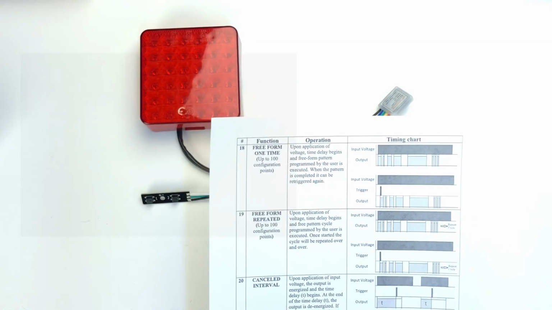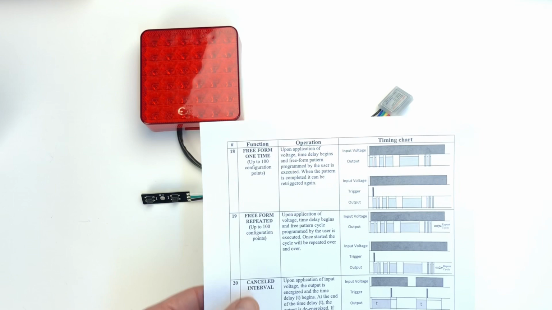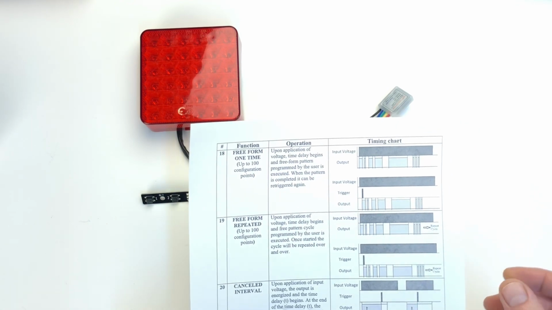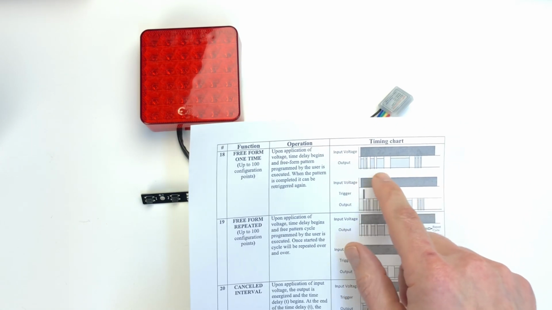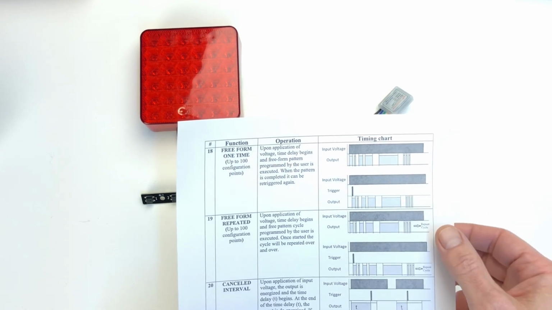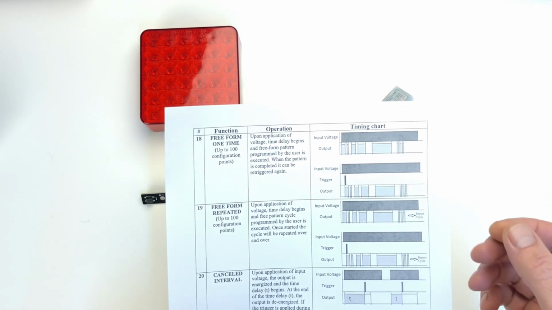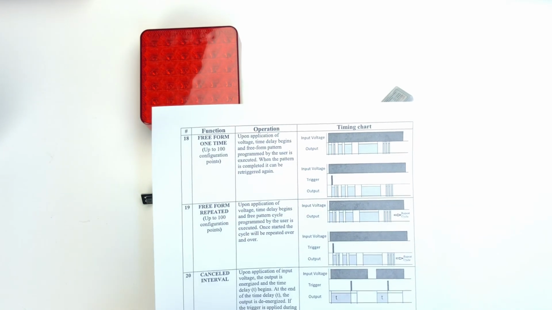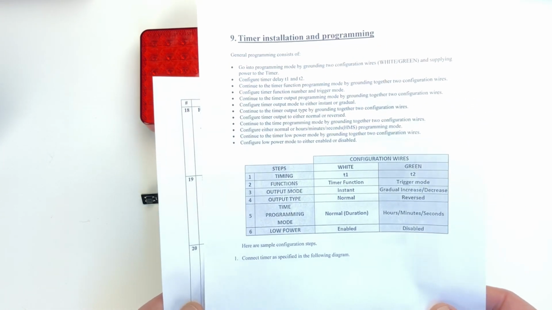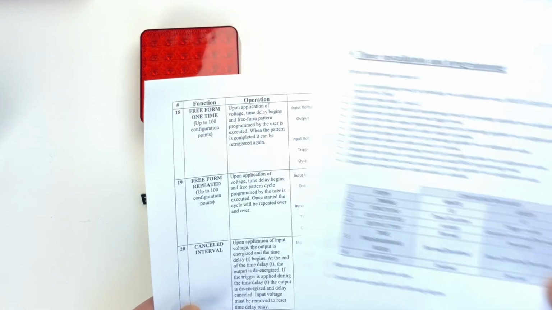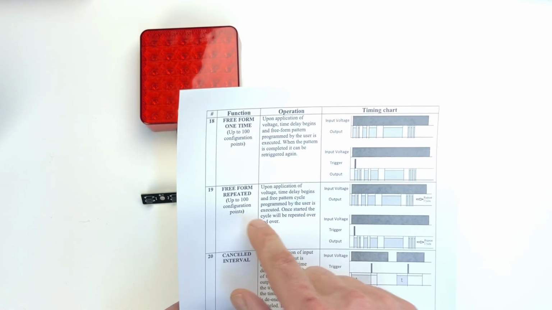Let's take a look at functions 18 and 19. 18 and 19 are freeform functions where you can configure multiple points on and off with multiple times. 18 is non-cycling and 19 is a cycling pattern. To configure them, you can just configure a normal T1 and T2 because we have multiple times here, up to 100 points.